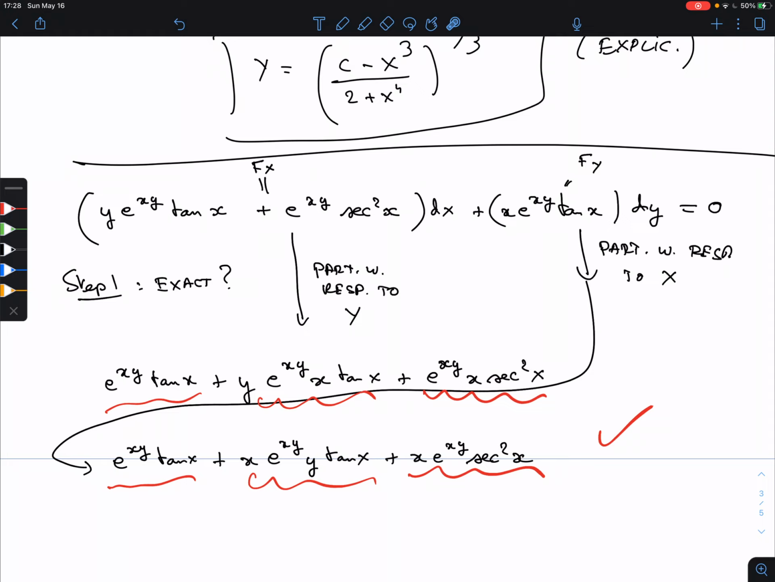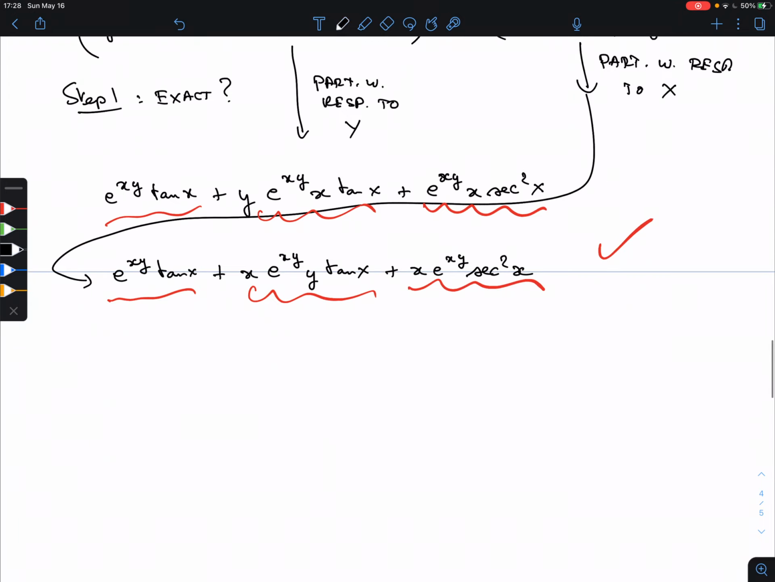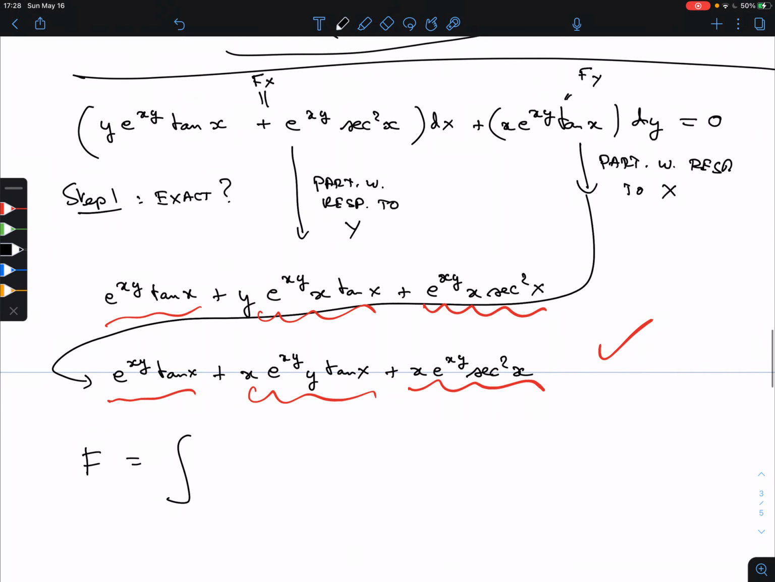First you thought that's not good, but then you're thinking, well, x and tangent x are just constants. So it is really e^(xy), and x is also just a constant. It's really just, okay, I want to do that. So f is the antiderivative with respect to y of x e^(xy) tangent x dy.